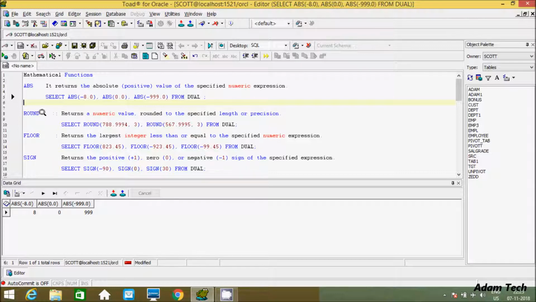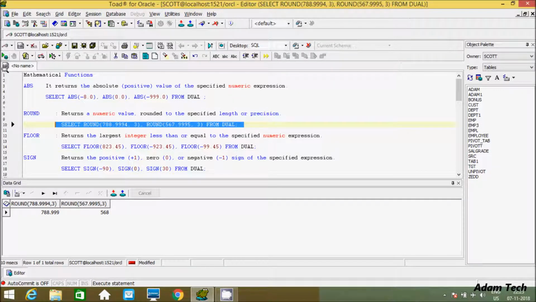Now after that, the round function. It returns a numeric value rounded to the specified length of precision. Here the length of precision is 3 and here also 3. If you execute this, I get the output 788.9994 here, and 788.9995 here. So let's see the difference. Here this is 0, here this is 5, and here this is 10.